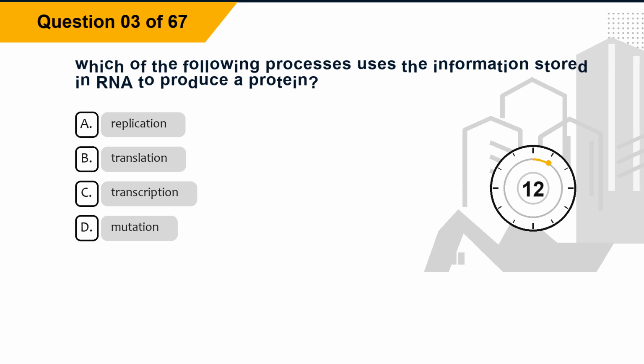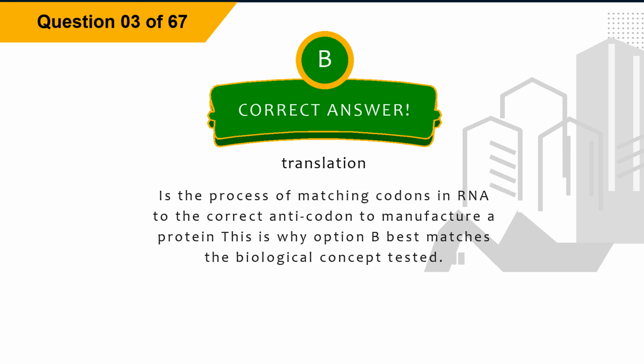Question 3. Which of the following processes uses the information stored in RNA to produce a protein? Option A, replication. Option B, translation. Option C, transcription. Option D, mutation. The correct answer is option B, translation. Explanation: Translation is the process of matching codons in RNA to the correct anticodon to manufacture a protein. This is why option B best matches the biological concept tested.